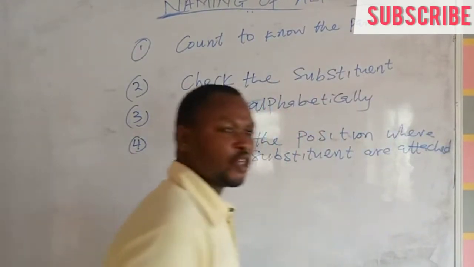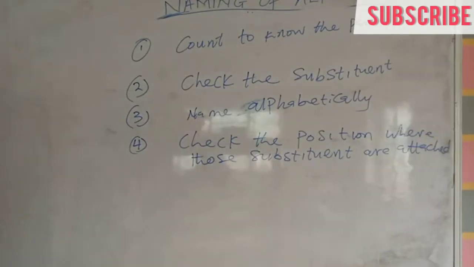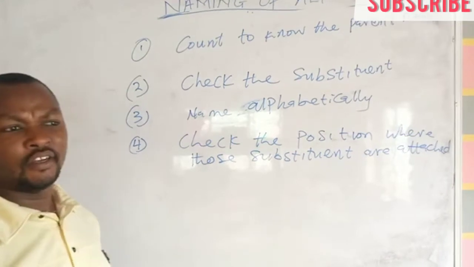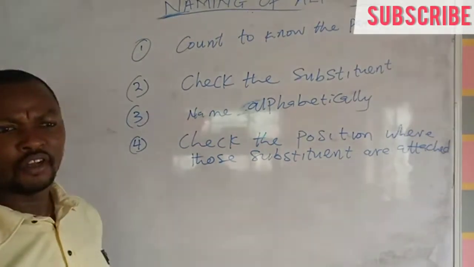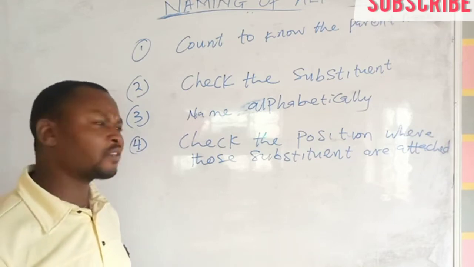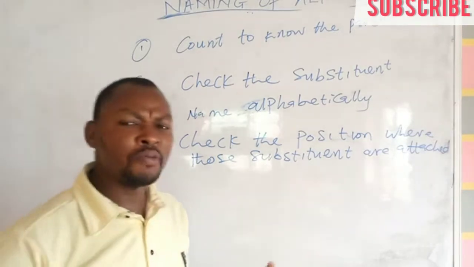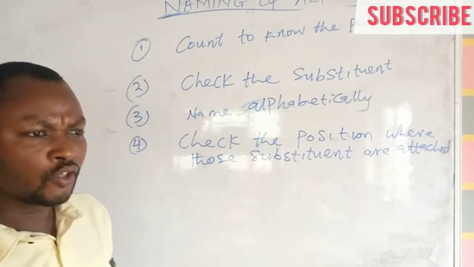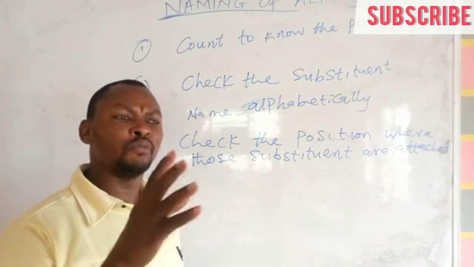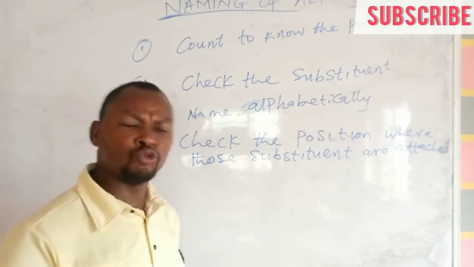So you check the position where the substituents are attached. For example, if the methyl is attached to position 3 in the carbon chain, then we say it's 3-methyl. And sometimes you can have two methyl attached to a carbon. So if the methyls are attached to carbon number 2, we say it's 2,2-di.